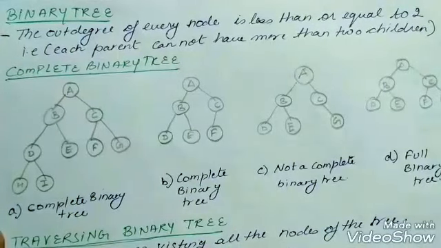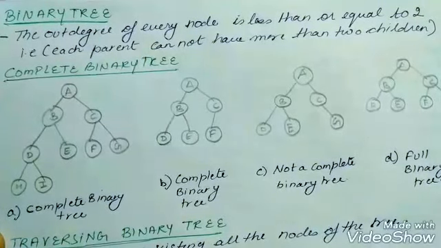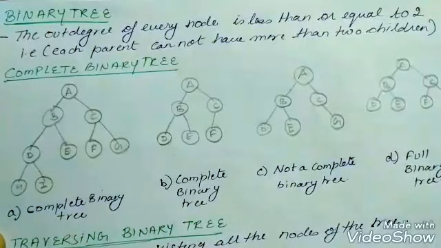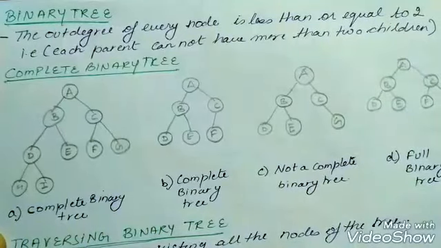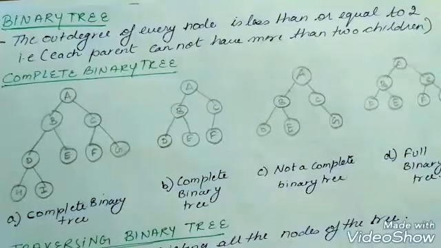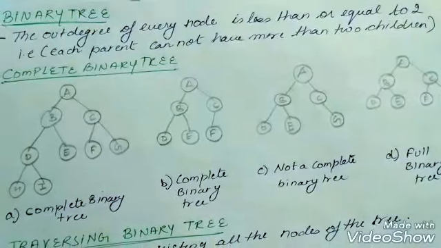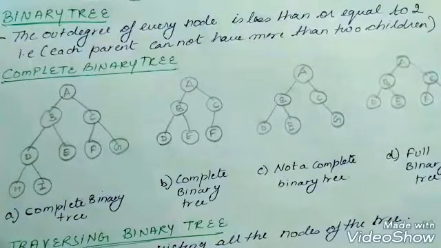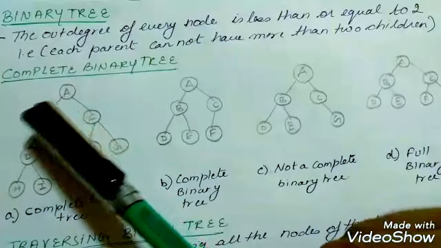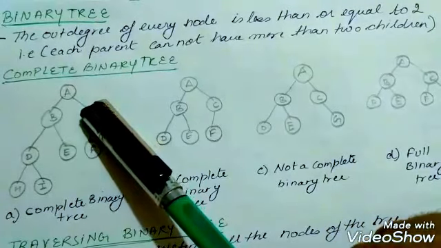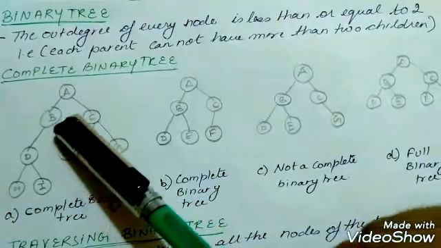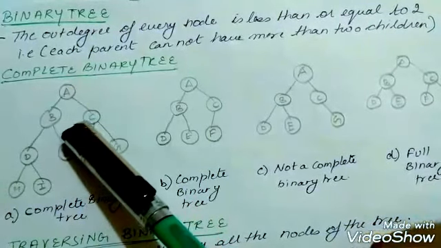Now we will be studying binary trees. So what do we mean by a binary tree? The out degree of every node is less than or equal to 2. That is, each parent cannot have more than 2 children. From the name itself, binary always means 2. So a tree is a binary tree when there is a node and it can have 2 children, not more than that. Whether it has a child or not is fine as well.